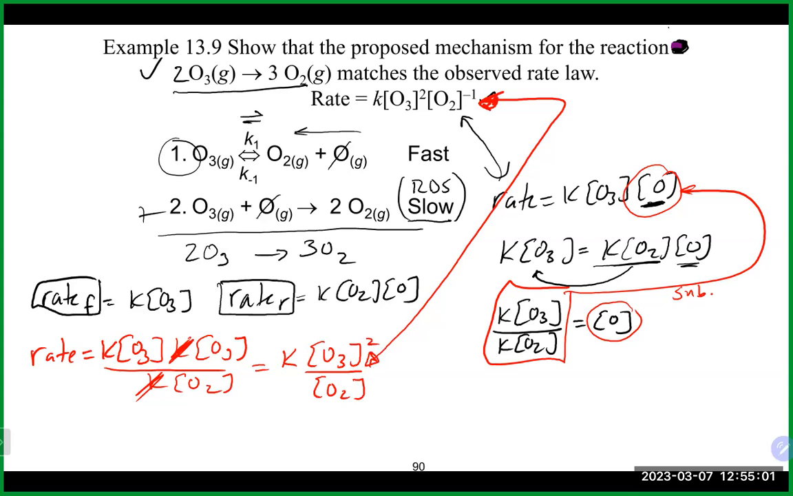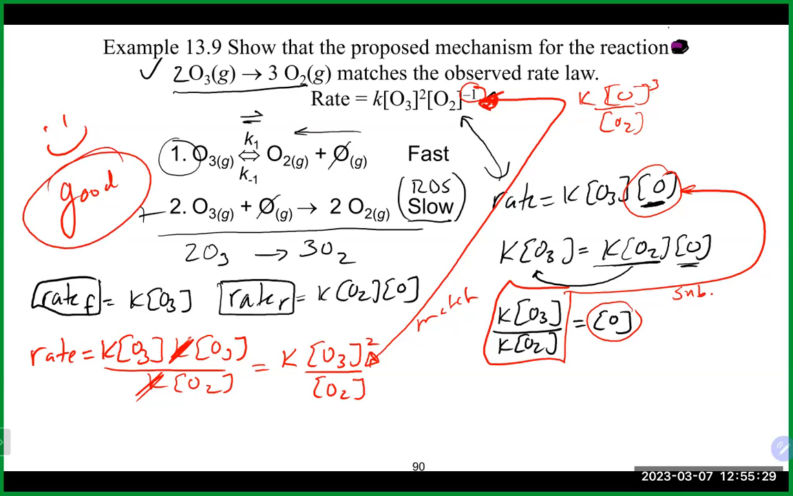Do they match? The answer is they do match, yes. Because this is to the -1, which means it is 1 over [O2]. And then if you multiply that by the [O3] squared up on top, you end up with the same one. So they actually do match here. And that means, once again, this is a good mechanism, or a plausible mechanism.